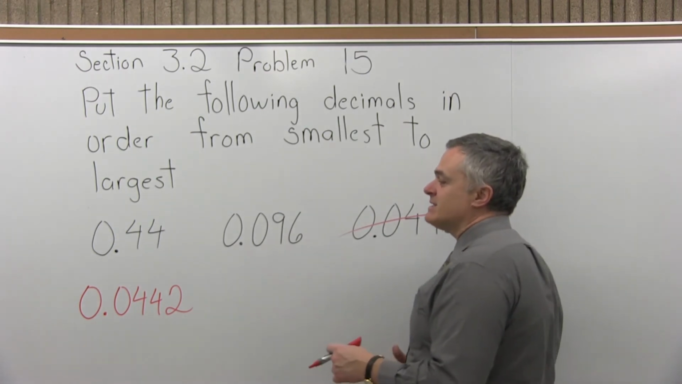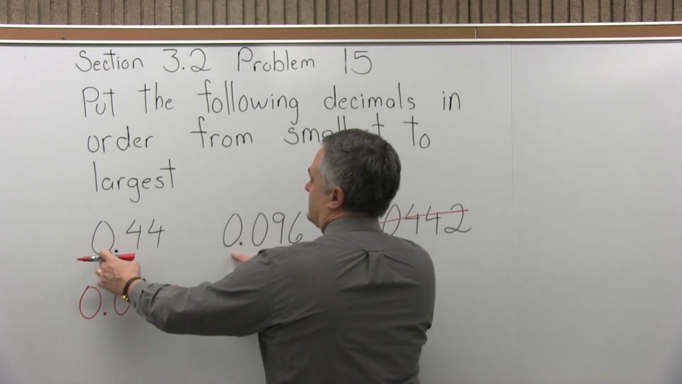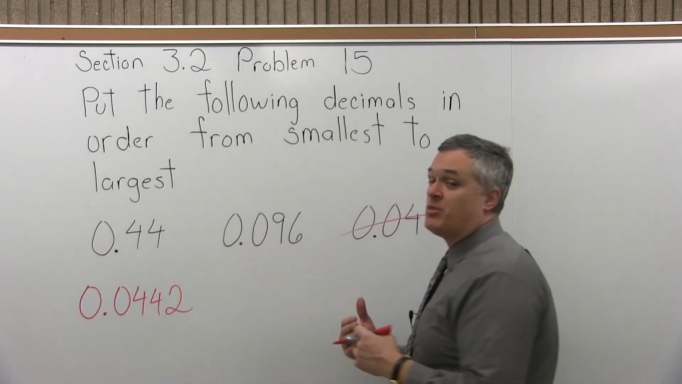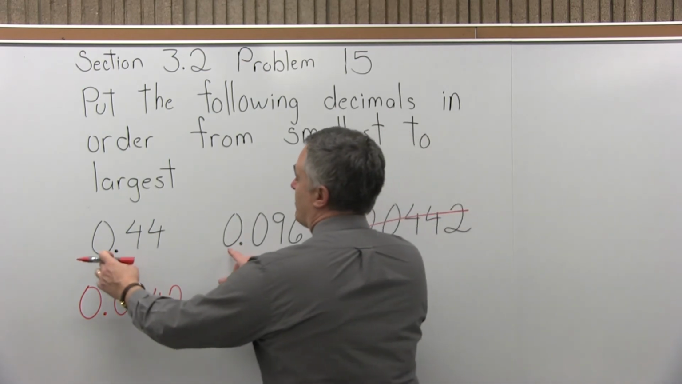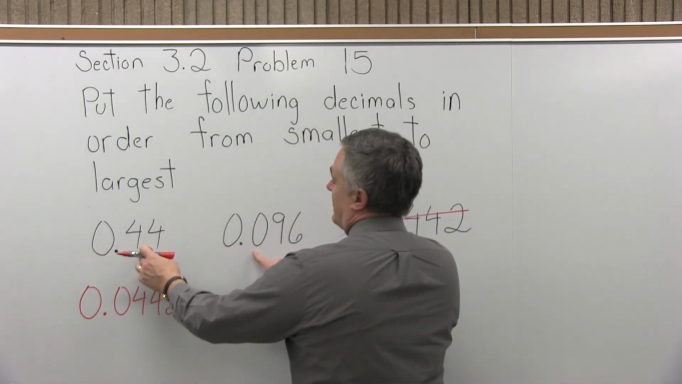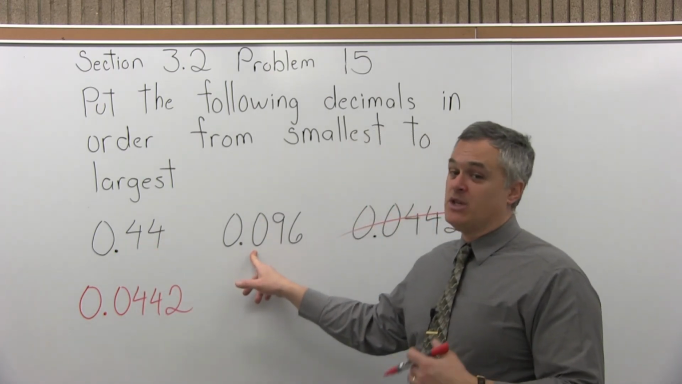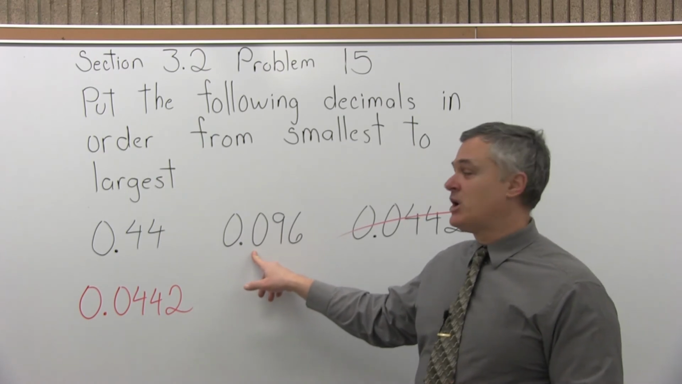Now I want the next one, comparing 0.44 and 0.096. So I want the smaller of those two. Again, they both start with the 0 as the leftmost. As I come in one digit to the right, I have a difference. One has a 4 in that position, the other has a 0. I want the smaller of the two. Clearly 0 is smaller than 4.